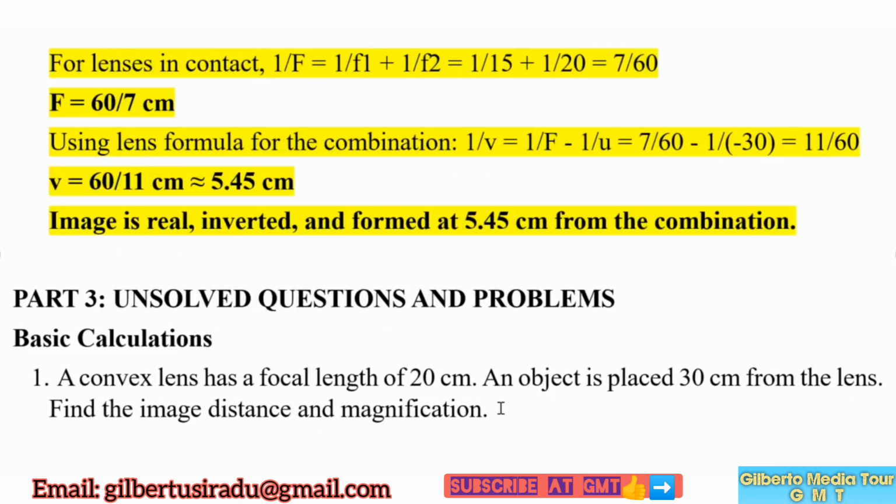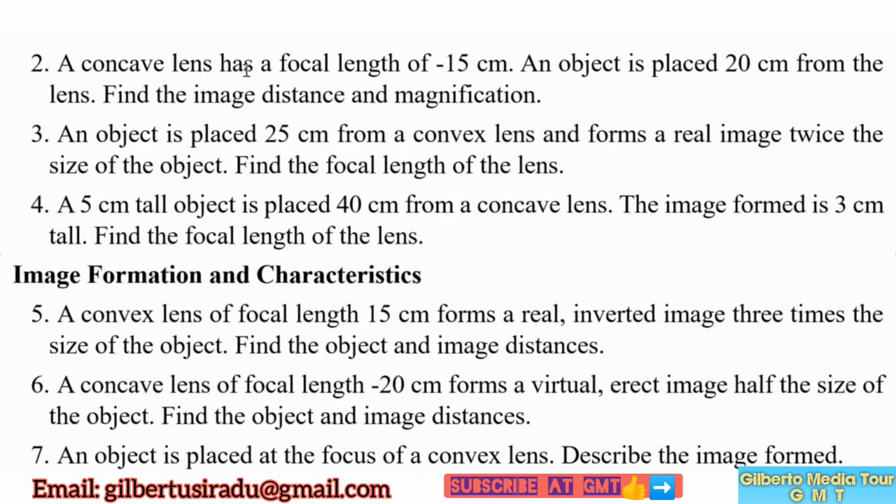A convex lens has a focal length of 20 cm. An object is placed 30 cm from the lens. Find the image distance and magnification. A concave lens has focal length of negative 15 cm. An object is placed 20 cm from the lens. Find the image distance and magnification. We will try to read them quickly.